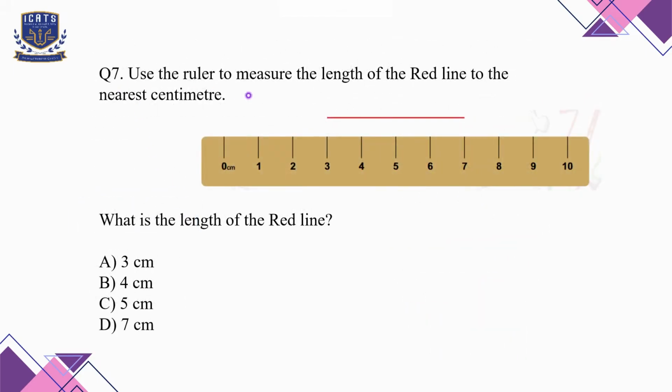Question number 7. Use the ruler to measure the length of the red line to the nearest centimeter. What is the length of the red line? Option A is 3 centimeters, option B is 4 centimeters, option C is 5 centimeters, and option D is 7 centimeters.